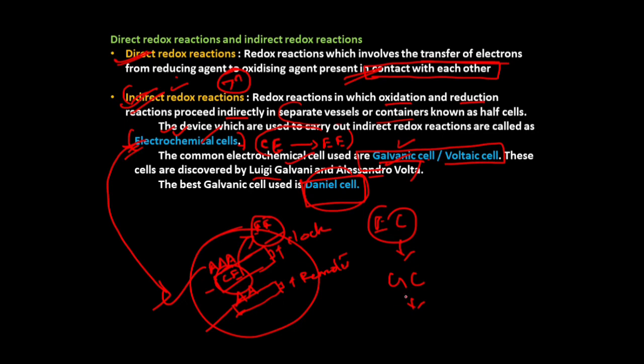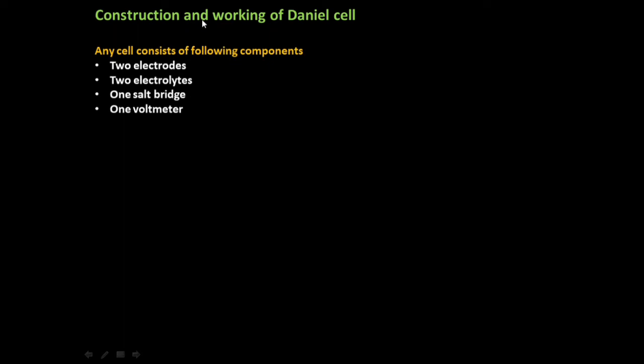The best example of a galvanic cell is the Daniell cell. If we study the Daniell cell, we can understand what indirect redox reactions are. So, the construction and working of the Daniell cell, how the Daniell cell looks.